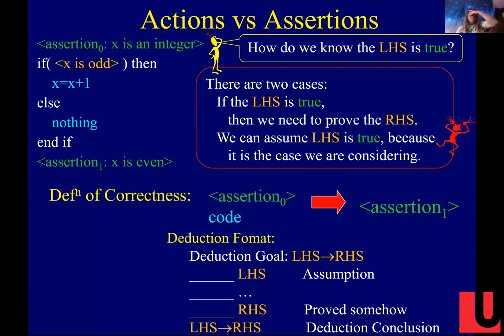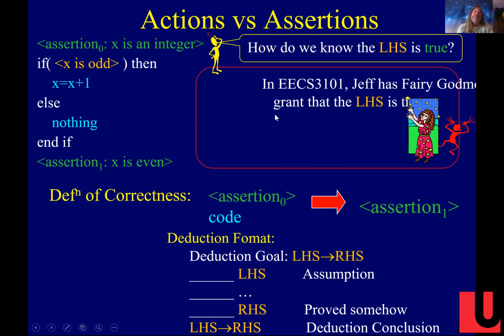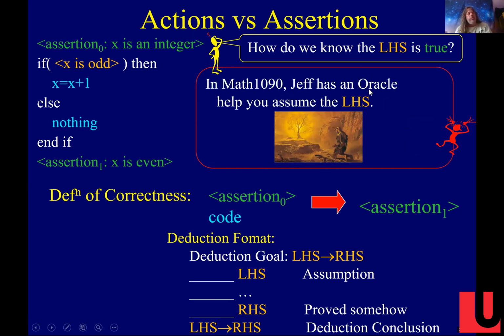All right, so now, you can see a bunch of characters on the screen. In 1090, I assumed that I had an oracle. You climb up to the top of the mountain and there's a burning bush that is able to tell you wise things. And in this case, she was telling us that the left-hand side was true. She was assuring us of all the implications of the left-hand side.